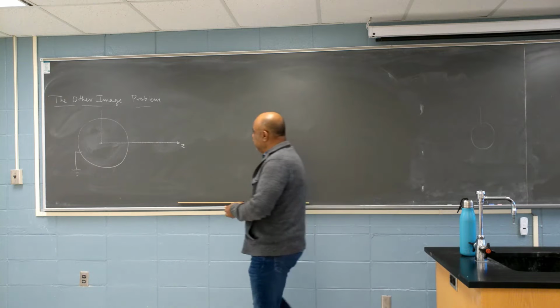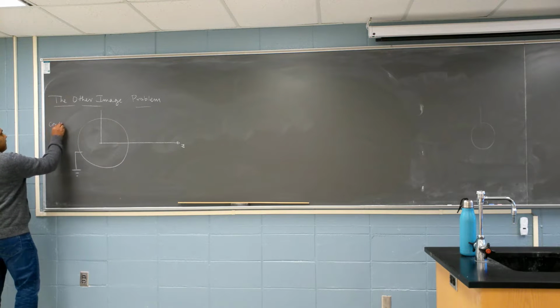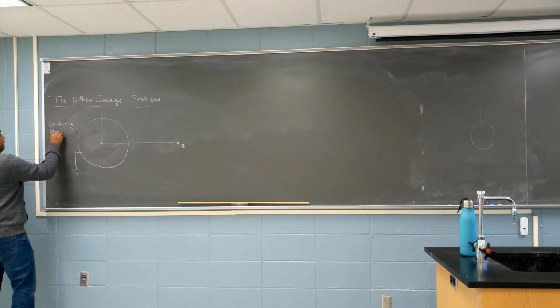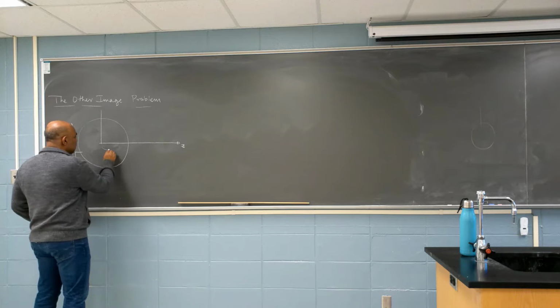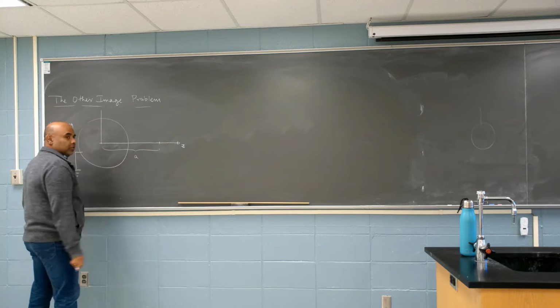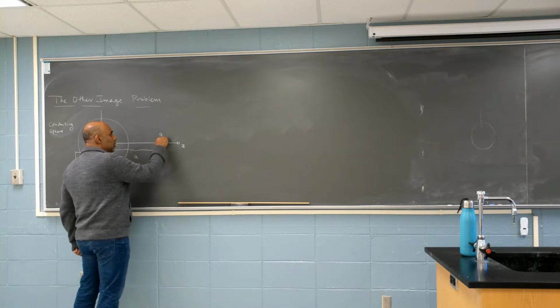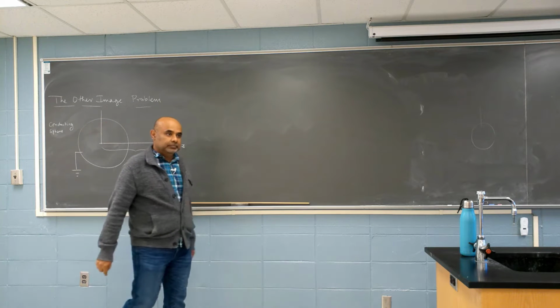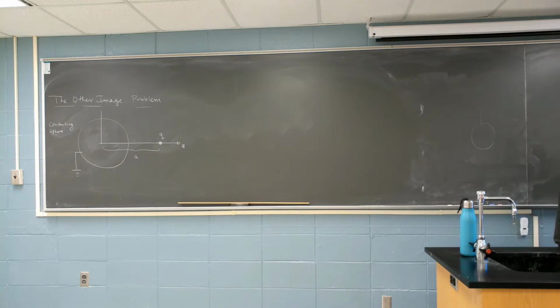All right. And then, so this is a sphere. So it's a conductor. Okay? And a distance a away, a charge q is placed. The question is, what is the electric field and potential everywhere?